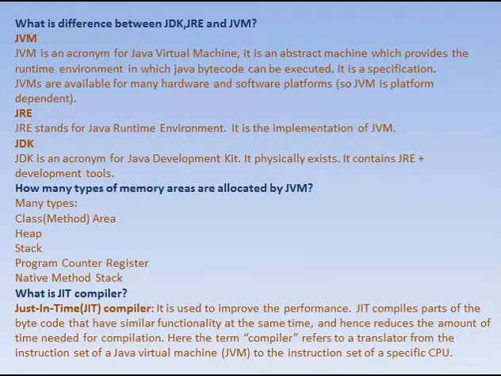What is the difference between JDK, JRE and JVM? JVM. JVM is an acronym for Java Virtual Machine. It is an abstract machine which provides the runtime environment in which Java bytecode can be executed. It is a specification. JVMs are available for many hardware and software platforms, so JVM is platform dependent.